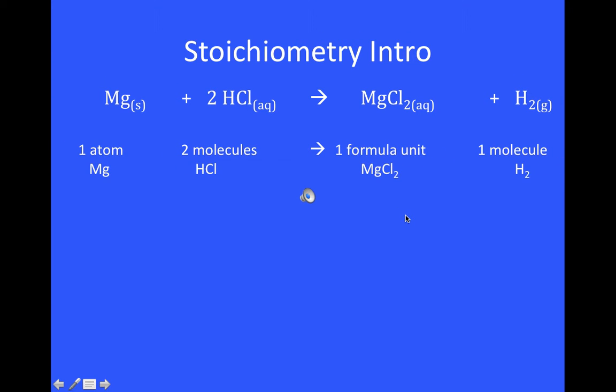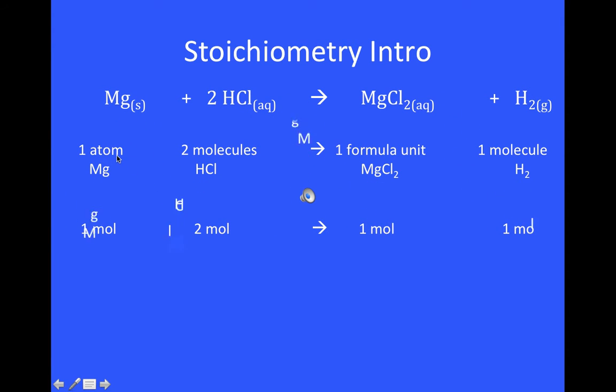So here we have an equation, and we want to express what it means in a number of forms. So we have magnesium and hydrochloric acid makes magnesium chloride, which is soluble, and bubbles of hydrogen gas will fizz away. So it's saying according to our balanced chemical equation, and Stoich always starts with a balanced chemical equation, you can see it's 1 atom magnesium, 2 molecules of hydrochloric acid, 1 formula unit of magnesium chloride, and 1 molecule of hydrogen.